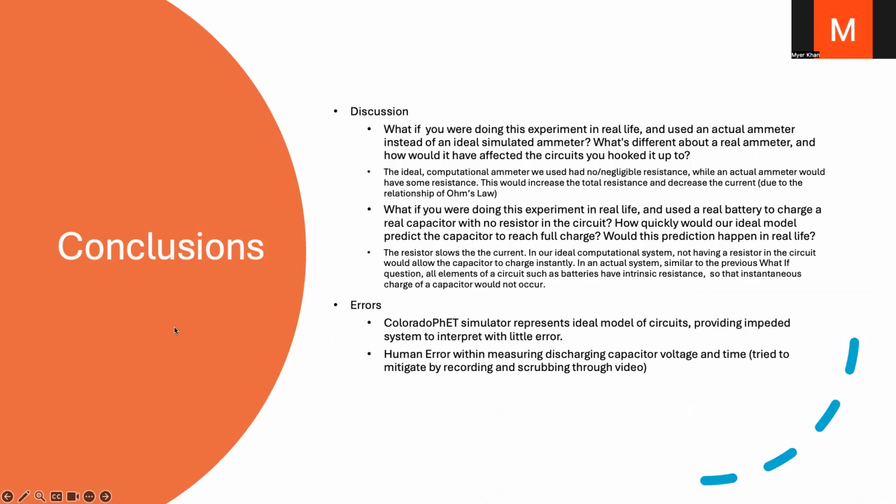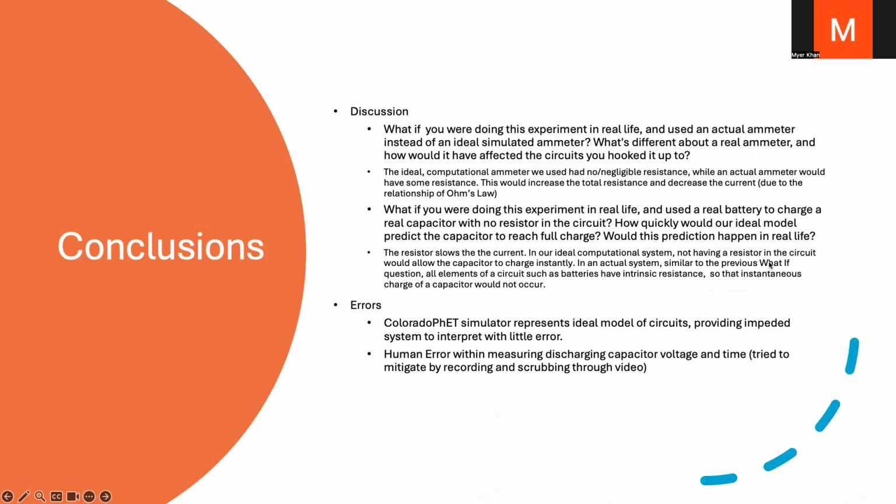If we had an actual ammeter, the ideal ammeter has negligible resistance, while an actual ammeter would have some resistance. So this would increase the total resistance and decrease the current due to the relationship in Ohm's law. And if we used a real battery to charge a real capacitor with no resistance in the circuit, we would not have that slowing of current, and so this would allow the capacitor to charge instantly.